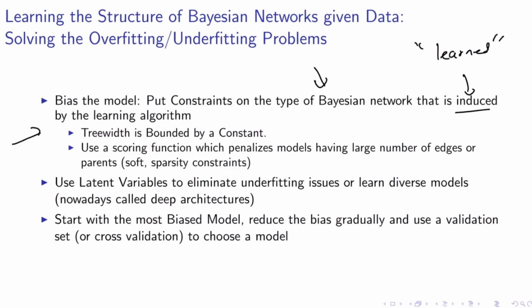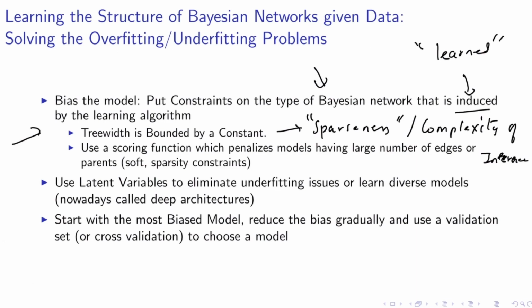Okay, enough said. So the idea here is to put constraints on the type of Bayesian network that is learned by the learning algorithm. Some example constraints that we will be able to put are things like: learn a Bayesian network such that the tree width of the Bayesian network is bounded by a constant. Okay, so tree width is kind of a measure of sparseness, right? But it's also a measure of complexity of inference. And in general, we want our complexity of inference to be low.